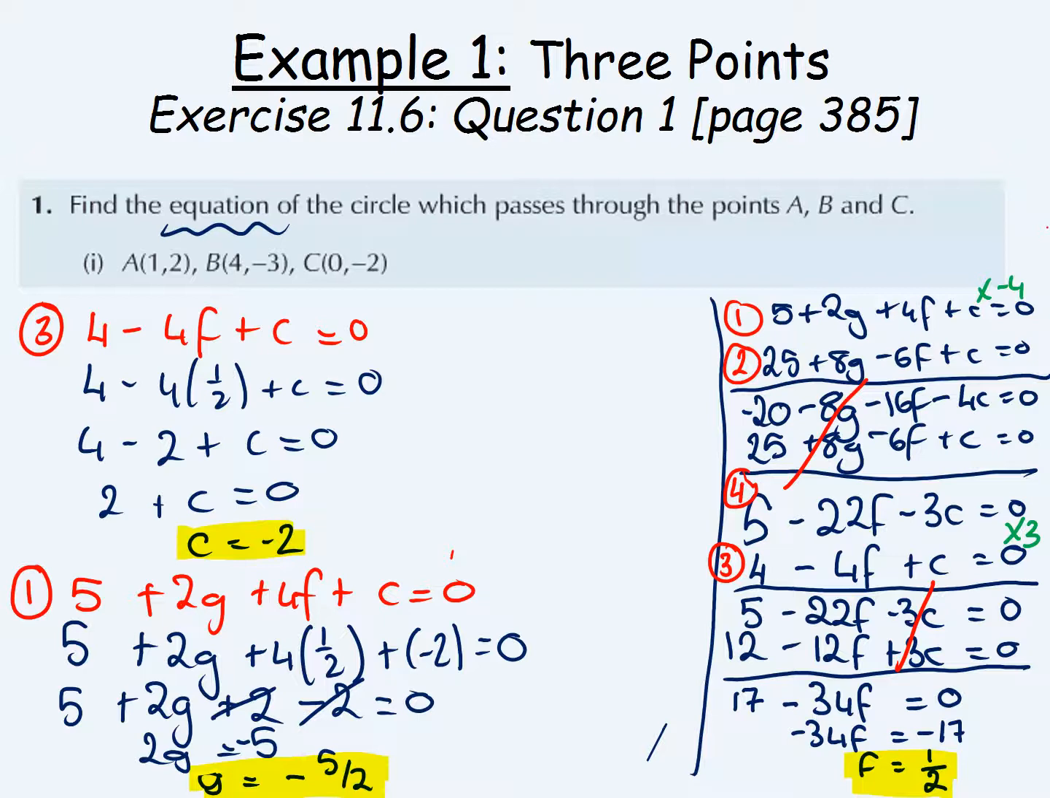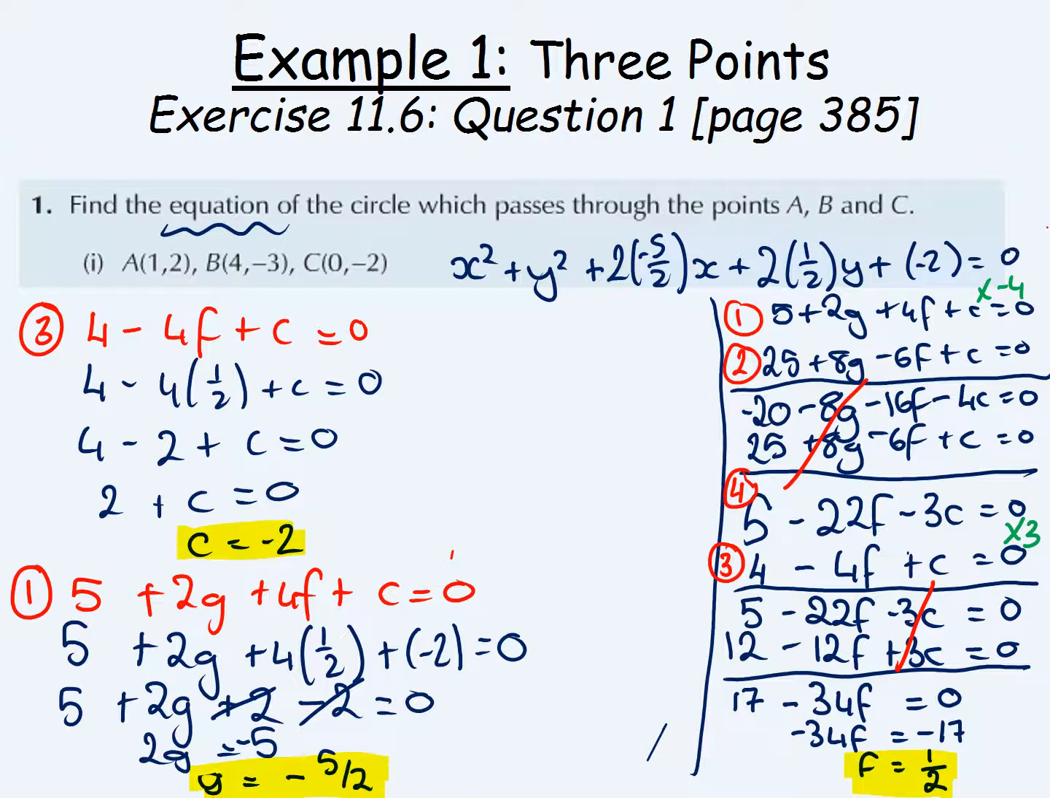However, unlike algebra, this is not where we finish, because the question asked us to find the equation of the circle. So what we need to do is sub that back in. So we have x squared plus y squared plus twice gx. So it's going to be twice by minus 5 over 2 x plus 2 times f, which is a half, y, plus c, which is minus 2, equals 0.